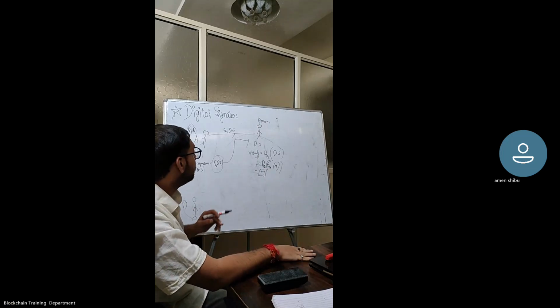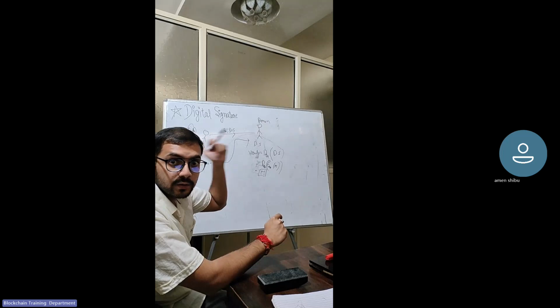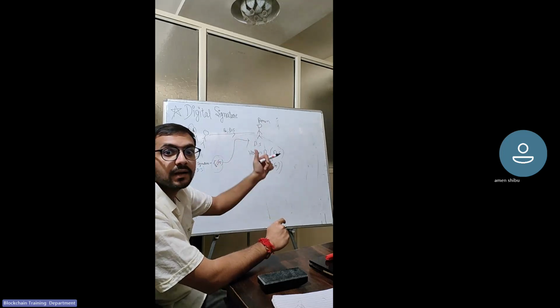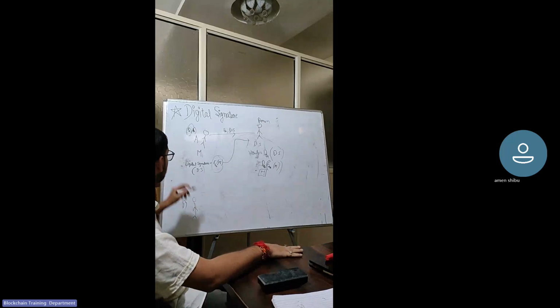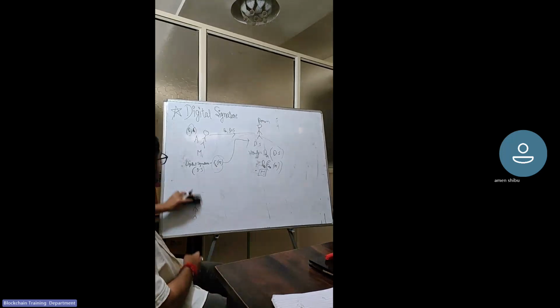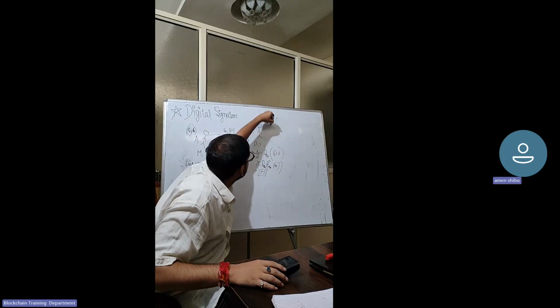Now we will apply yesterday's class to here. We'll apply asymmetric cryptography here also. See how I do it. Now this is the digital signature, right? Now Amin has its own.